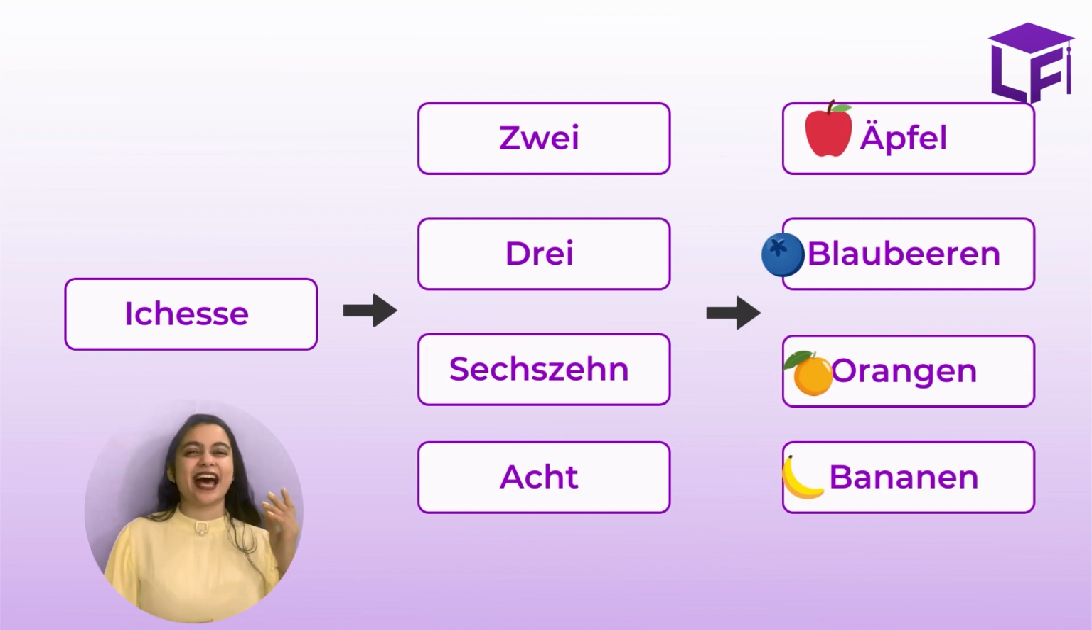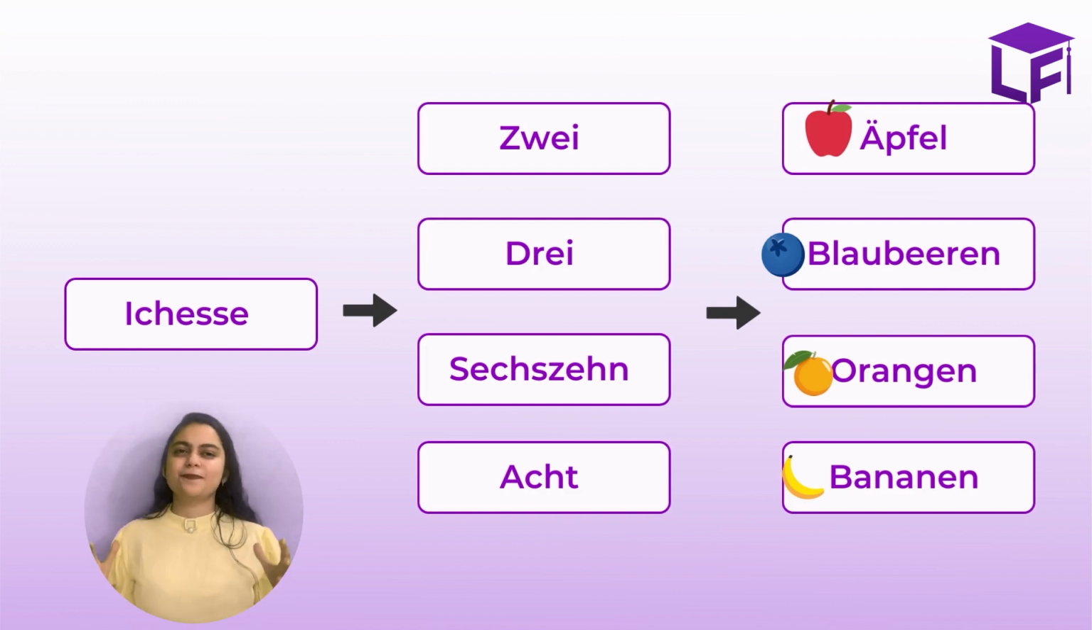Yes, that is absolutely correct. So the last sentence says, Ich esse 8 Bananen. Absolutely right. You have done a great job, guys. I'm so proud of that. The application and the importance of the number names, you have understood now. Now you know how to place them in sentences of our day-to-day conversations or dialogues.